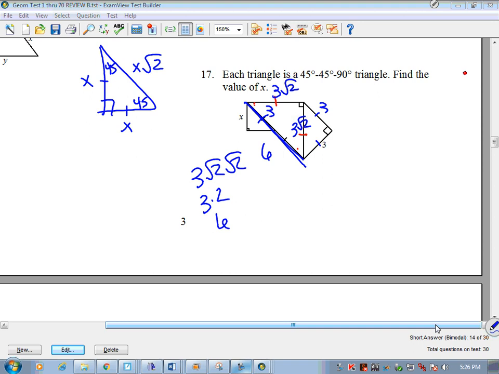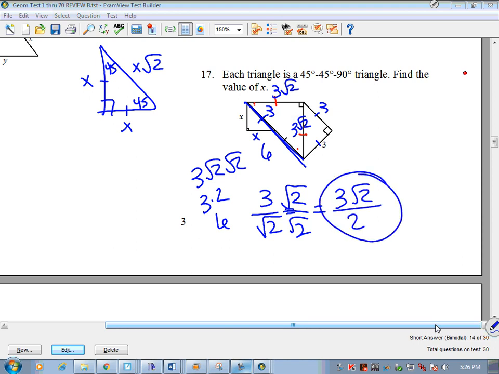All right, so this means this is x, and that's x, so I have to take 3 divided by radical 2 to find x, but I have to multiply by radical 2 over radical 2, so I get a real answer there. So I'm going to get 3 radical 2 over 2 for x. Okay, that's 17.